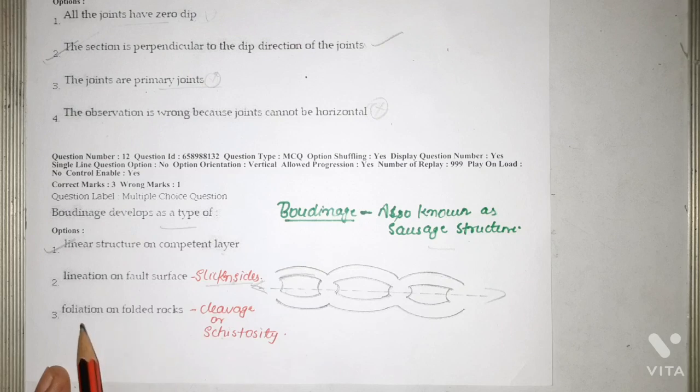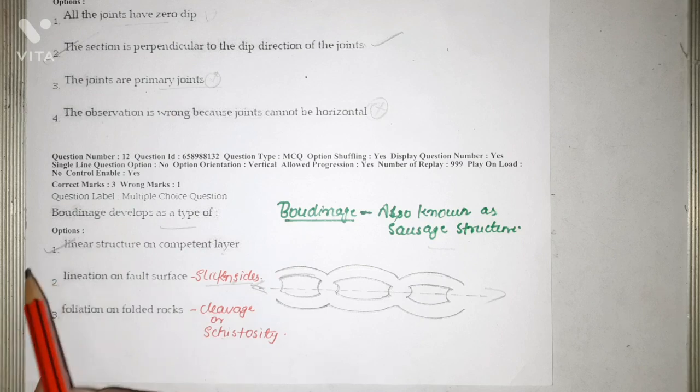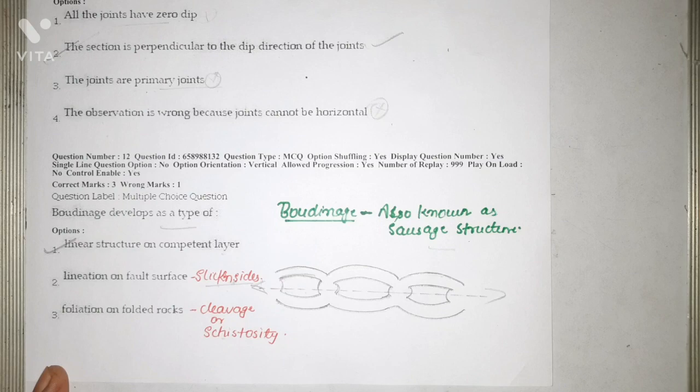Okay, foliation on folded rocks, this is cleavage or schistosity. The fourth option is stigmatic folding on incompetent layer. Basically, what is a stigmatic fold? A stigmatic fold is an irregular, lobate, intestine-like fold that forms where single competent layers are enclosed in a matrix of less competent layers. So this is also not boudinage. The correct answer for boudinage is that these are linear structures on competent layers.